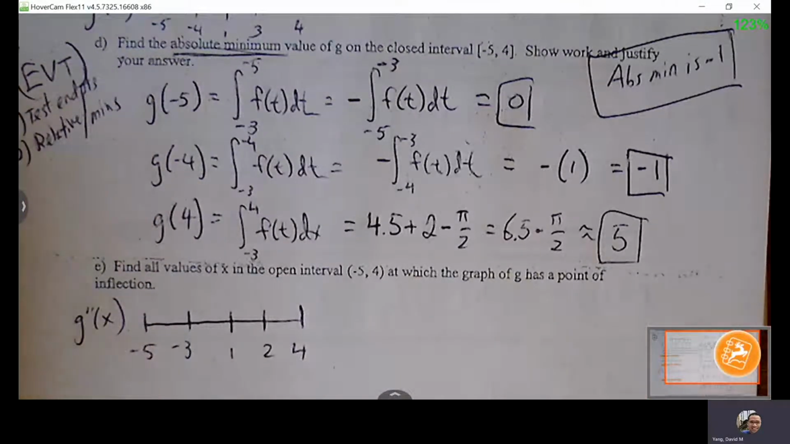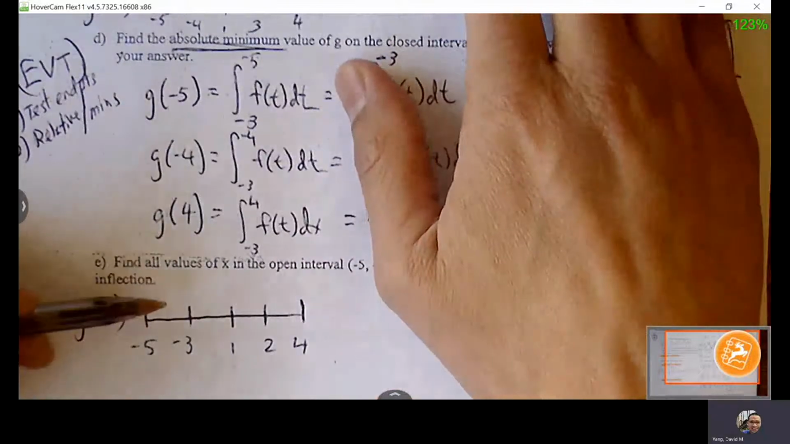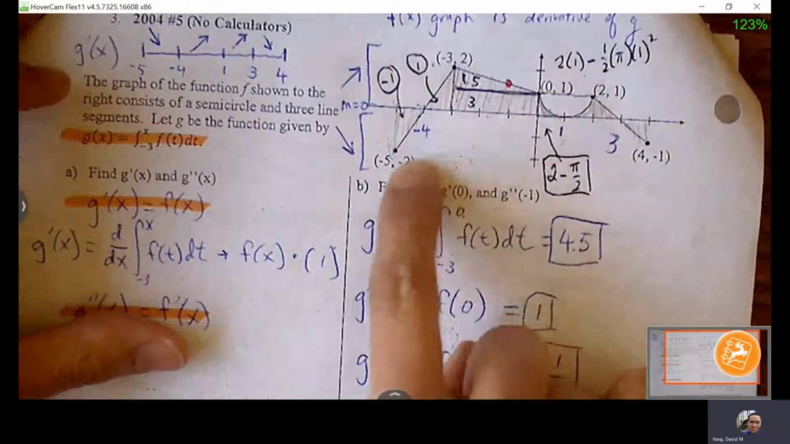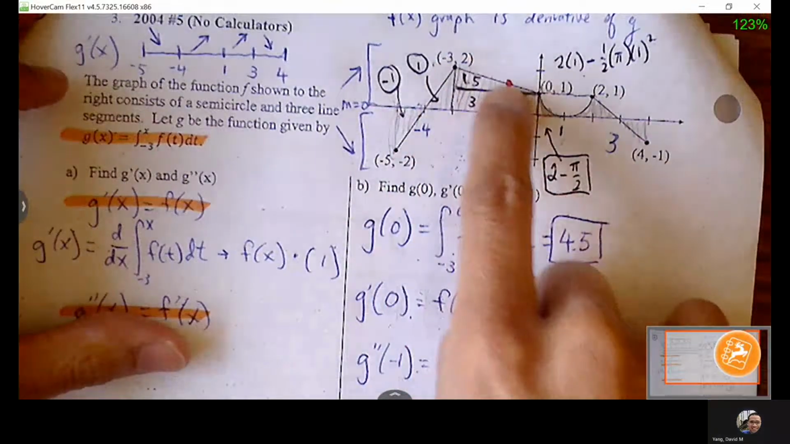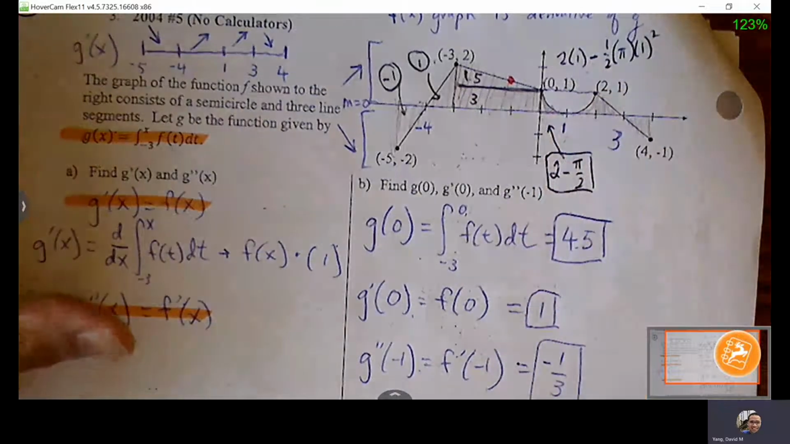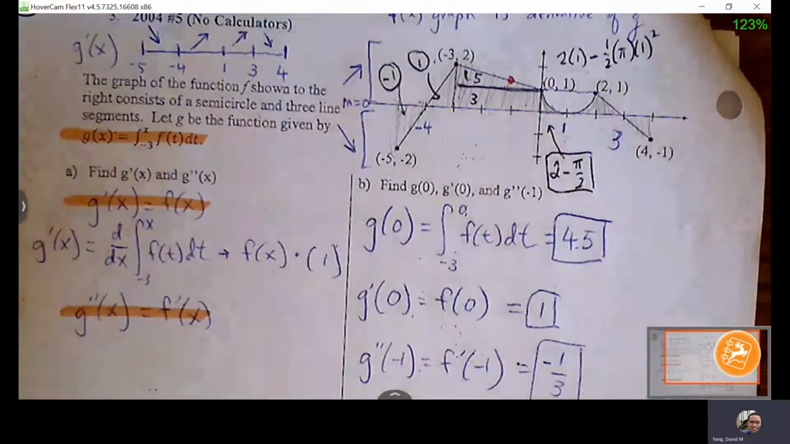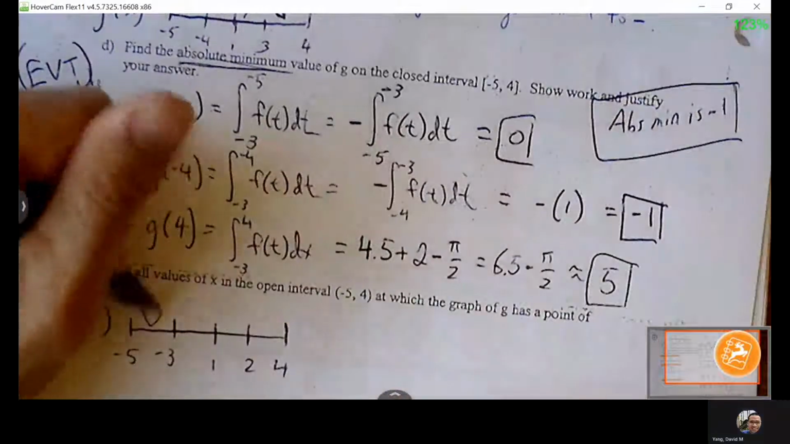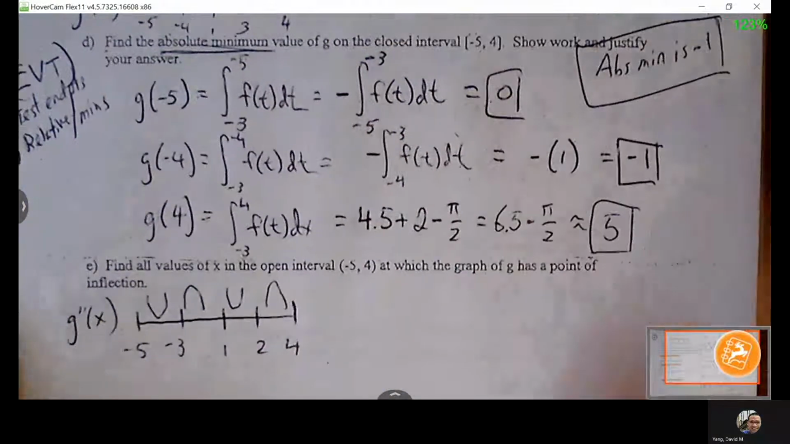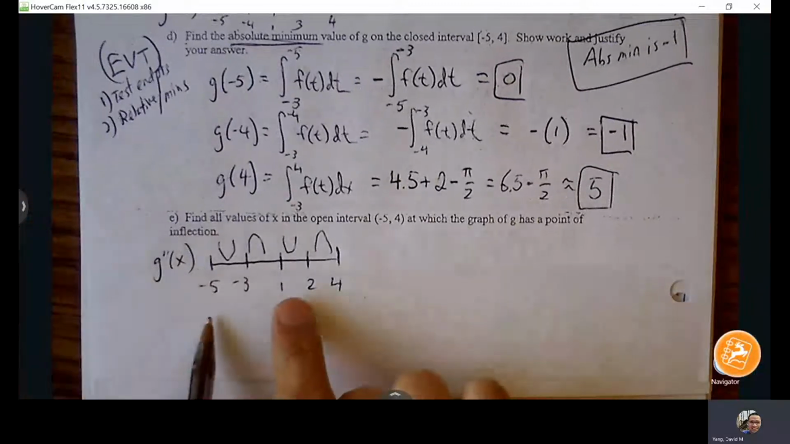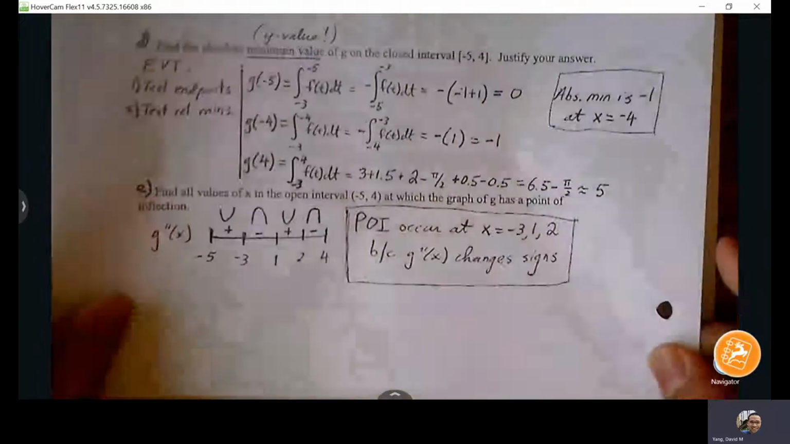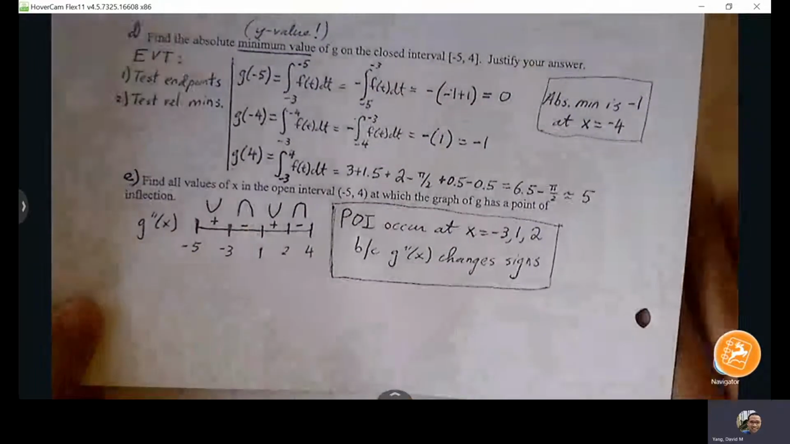From -5 to -3, now we look at the slope. Okay, the slope of my derivative graph is going to translate to concavity, right? So positive slope is concave up, negative slope is concave down, concave up, concave down. Don't look at the curvature. This is not the original graph. This is the derivative graph, so just look at the slope. Okay, so point of inflection must be at -3, 1, and 2, because that's where our G double prime changes signs.